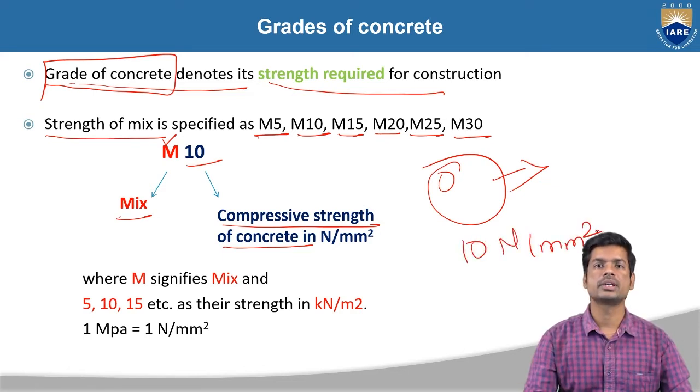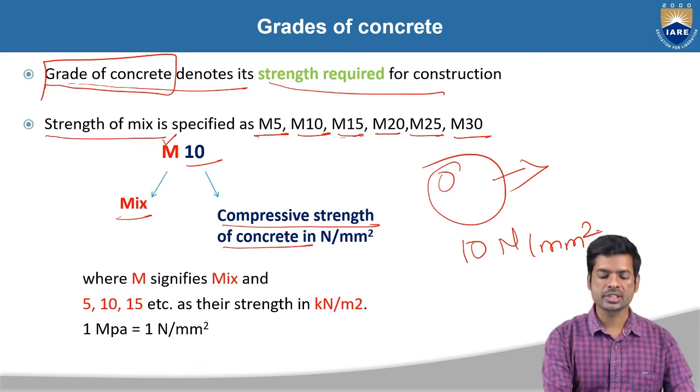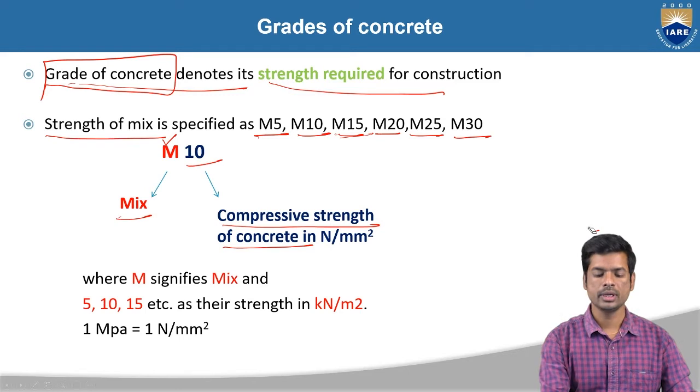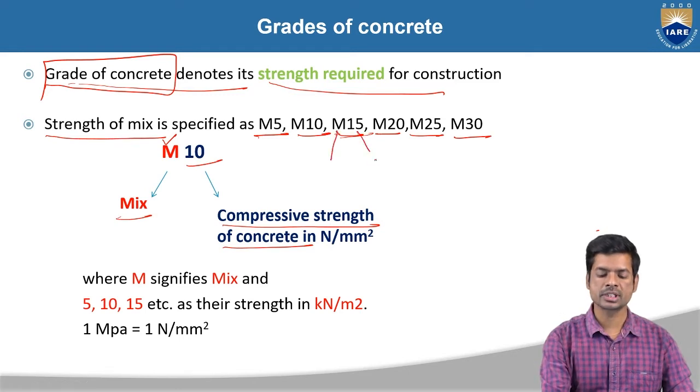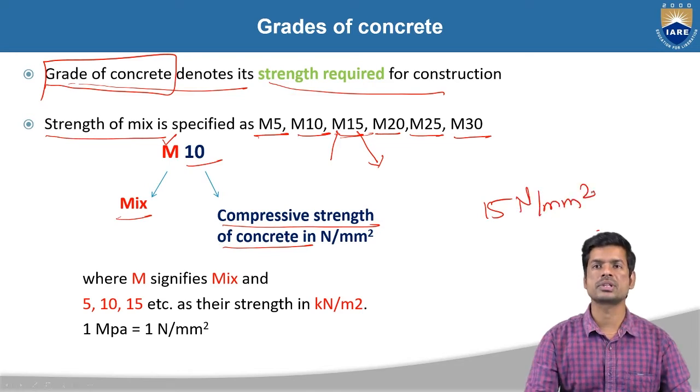Okay, so that is the representation of M10. Likewise, M15: M is nothing but mix, and 15 is the compressive strength, 15 Newton per mm square. This is the compressive strength of the particular mix we have prepared.